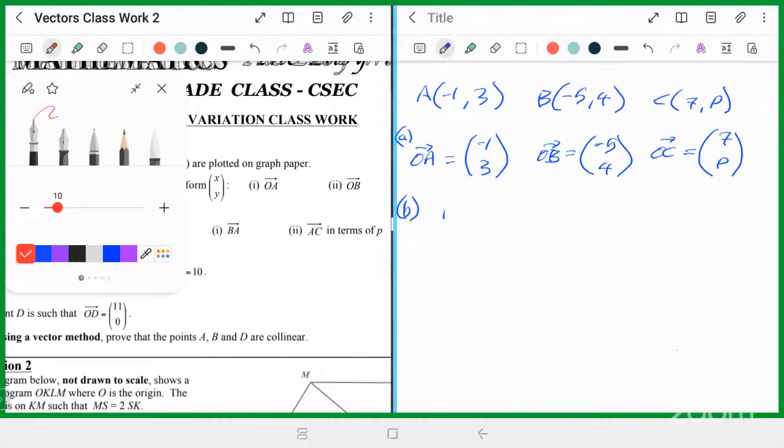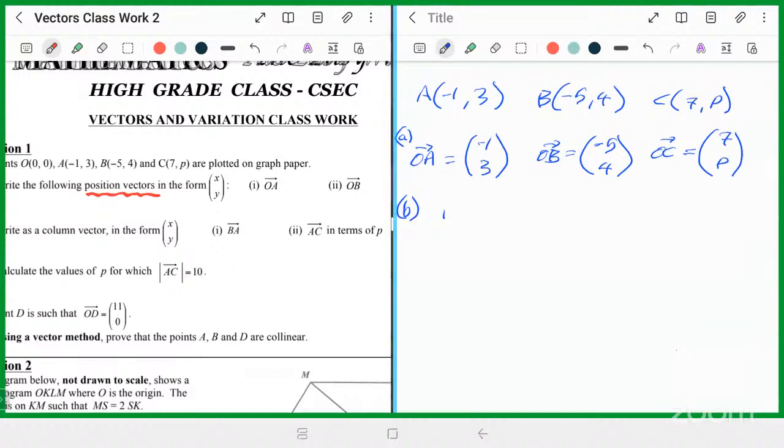This thing is kind of slowing up. I don't know what happened. The first thing I want is the vector BA. And BA, the displacement vector, is O times the last, which is the OA, minus O times the first, which is the OB. That will always give you the displacement vector once you know the position vectors of the points. And so the OA is this one, -1, 3, minus OB, which is this one, -5, 4.